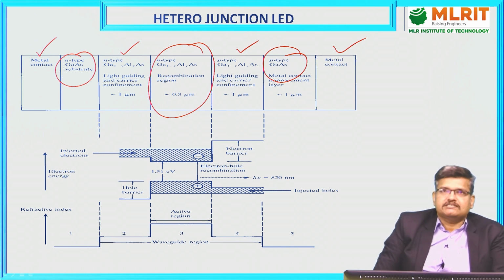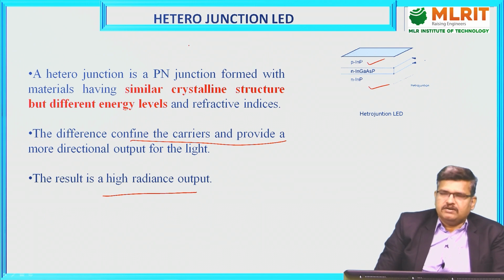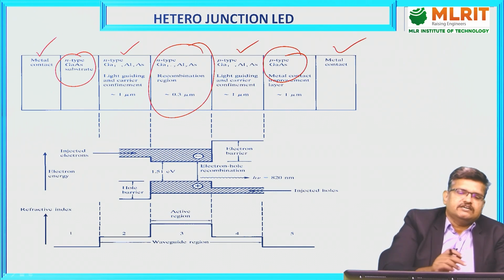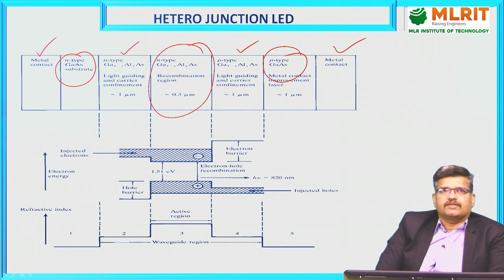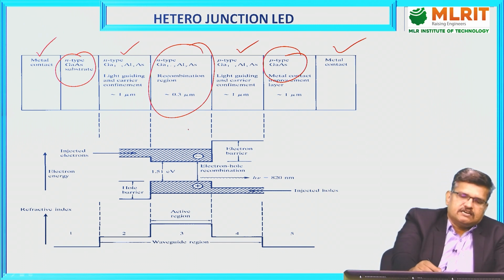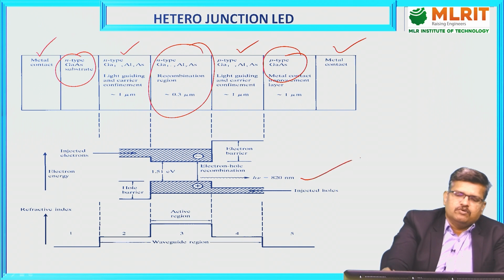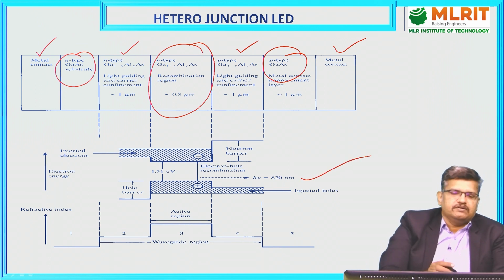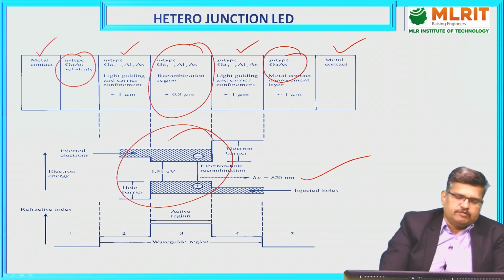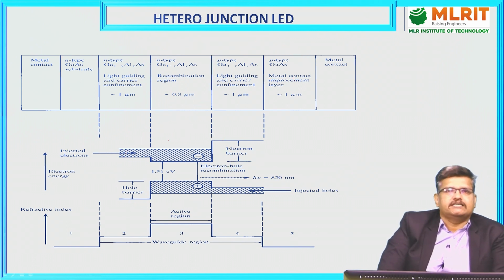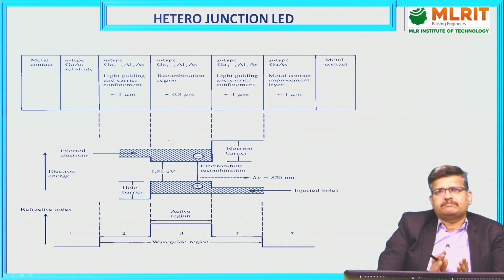What we discussed previously is the same: this layer is introduced here. If you observe this, the electron-hole recombination is more in this area compared to the remaining area, which gives the high radiance output. So this is the major principle behind the heterojunction LED.